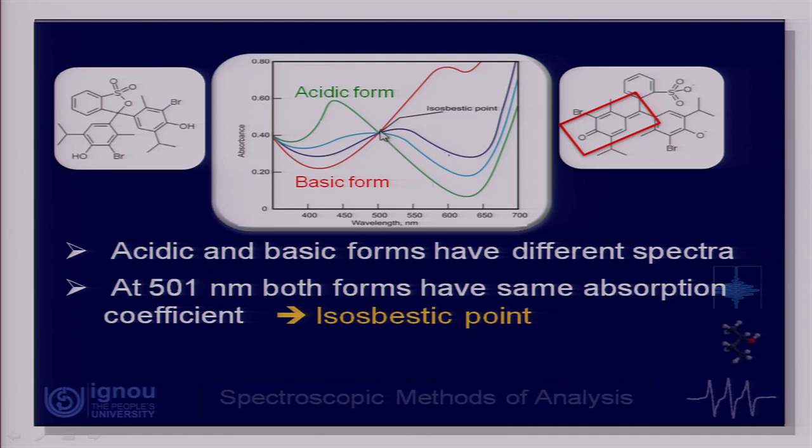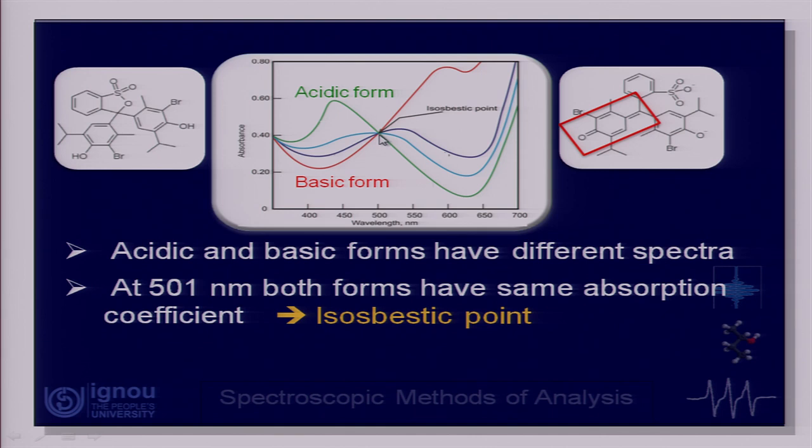At this wavelength, the molar absorptivity of the acidic form and the basic form happens to be the same. That means at this point the absorbance does not change with the medium. You take any pH, and this absorbance does not change. Such a point is referred to as the isosbestic point.